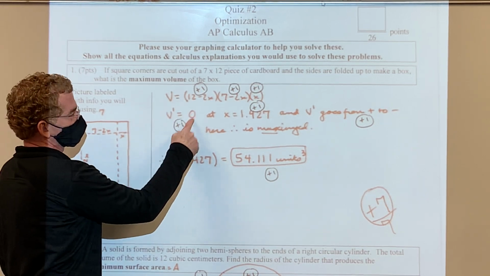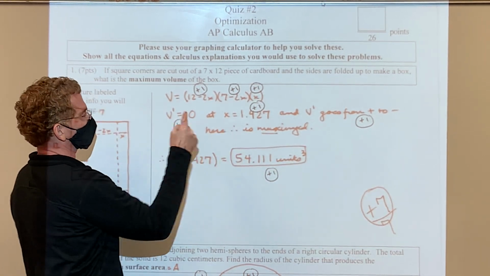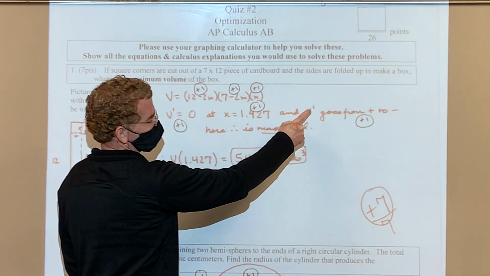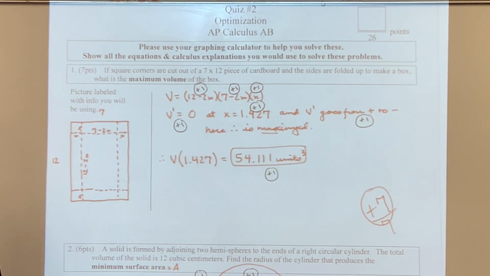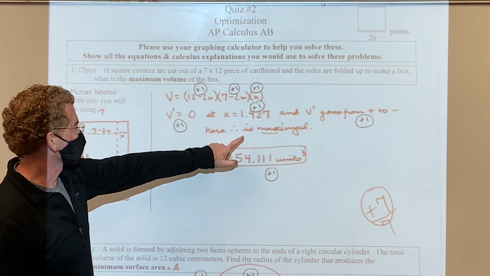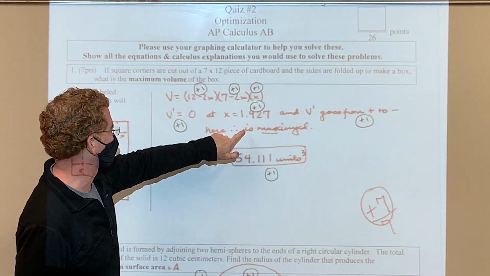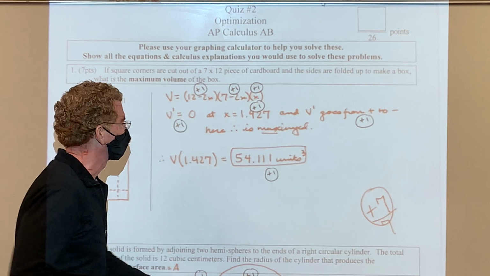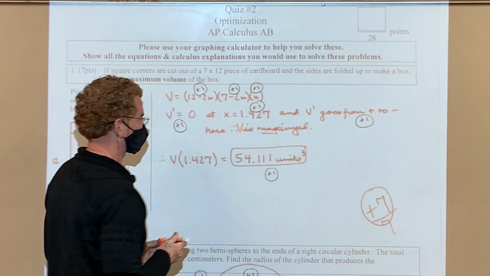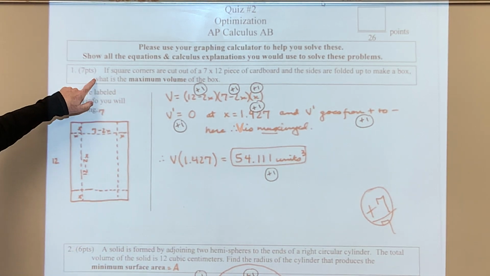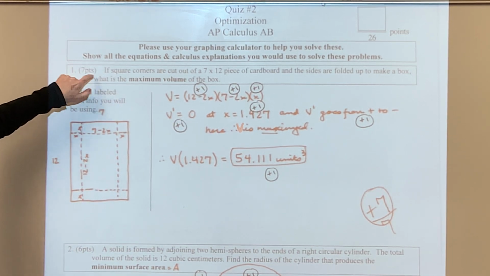The derivative of V is 0 at that x value. I also noticed that the derivative went from positive to negative here, therefore maximizing the volume. I put "is maximized"; I should have said V is maximized. Therefore, V is maximized. And then answer the question, which is what is the maximum volume?